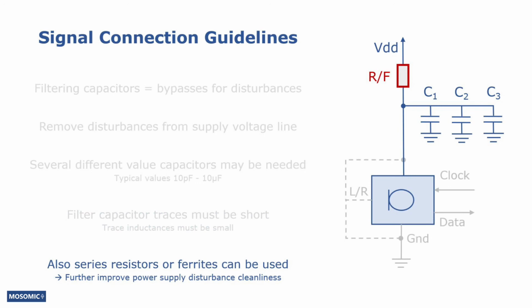A series resistor or ferrite can be added on the power supply line of each microphone. They can further improve power supply disturbance cleanliness.